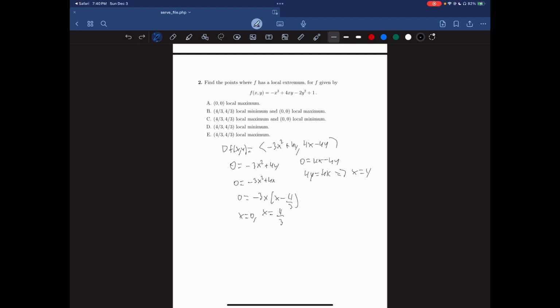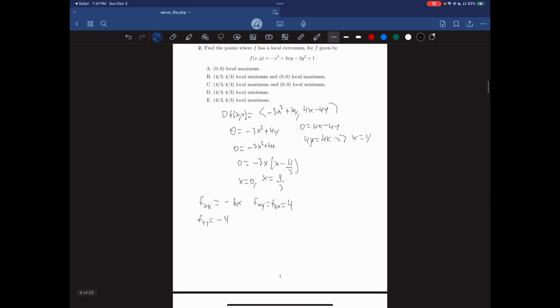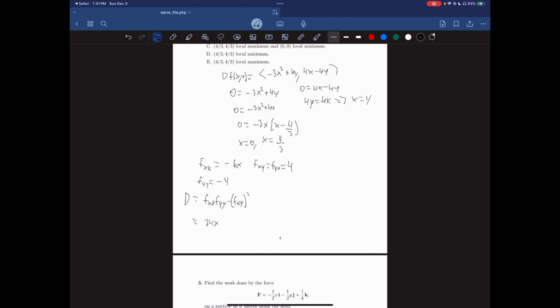So looks good, but now we need to find fxx and fyy so we can compute the determinant, or the curvature, how the graph looks at these points. So fxx is just going to be negative 6x, and fyy equals negative 4, and we also want fxy, which equals fyx, and that will just be given by 4. And if you remember, D is just going to be fxx times fyy minus fxy squared. So if we plug in our values, we're just going to get 24x minus 16.